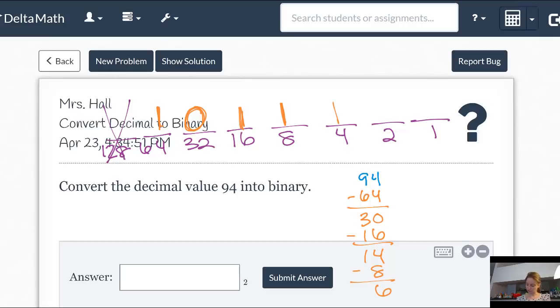I need to use 4, and I'm left with 2. When I subtract 2, I am left with 0, so I don't need anything more. And this should be the value of 94. If I wanted to double check my work, I could take 64 plus 16 plus 8 plus 4 plus 2 and double check that that represents 94.